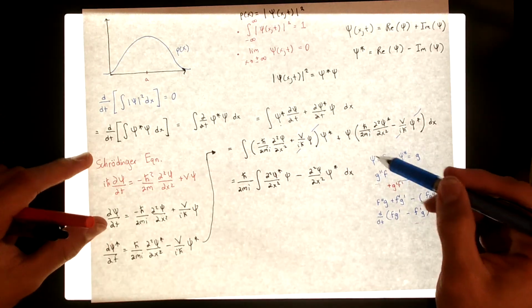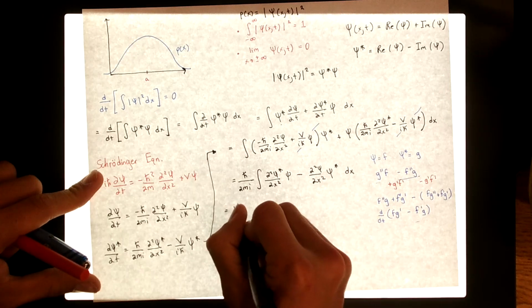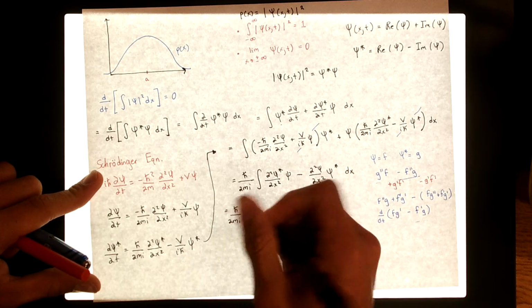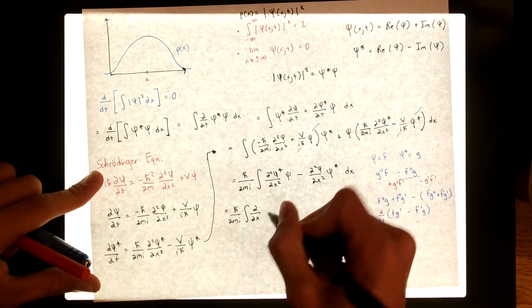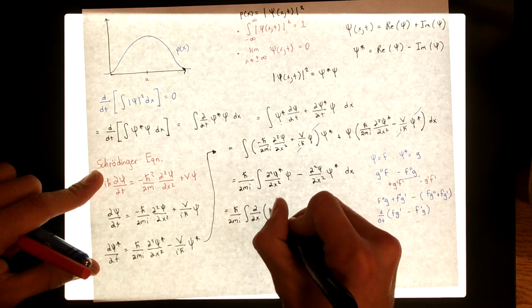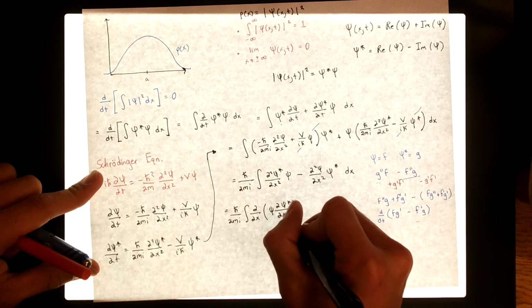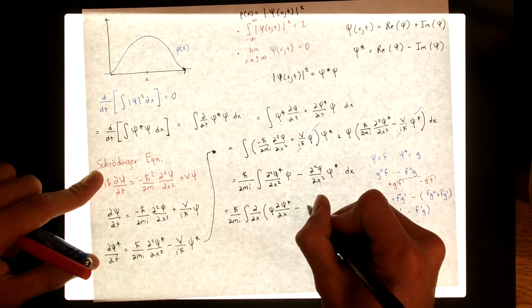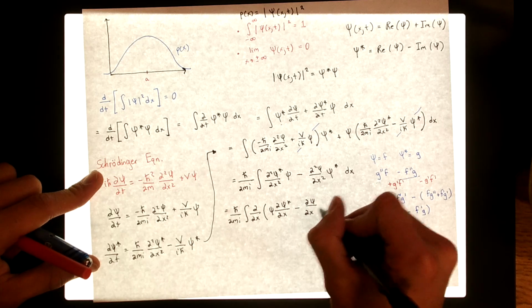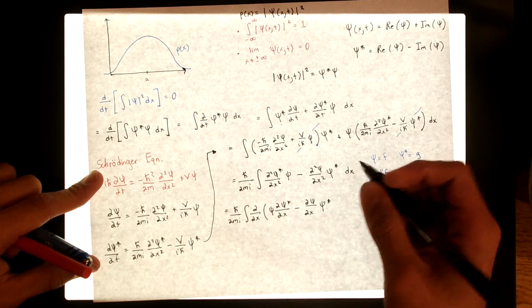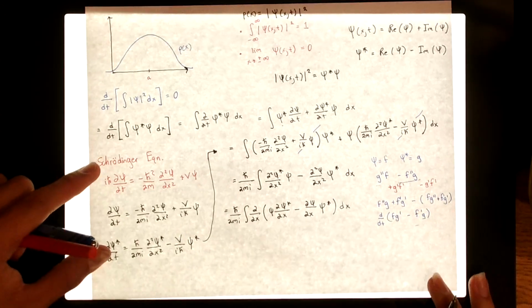Translating that to our variables, we get the following nice result. h bar over 2mi times the integral. We extract a space partial derivative, and we are left with psi times the partial derivative of its conjugate with respect to space, minus the partial derivative of psi with respect to space times psi conjugate, and dx at the end.